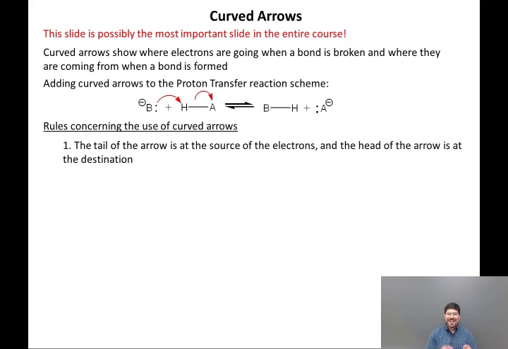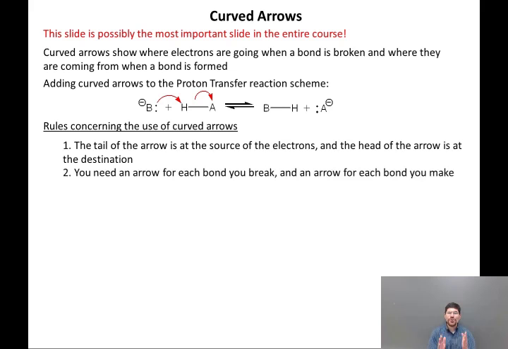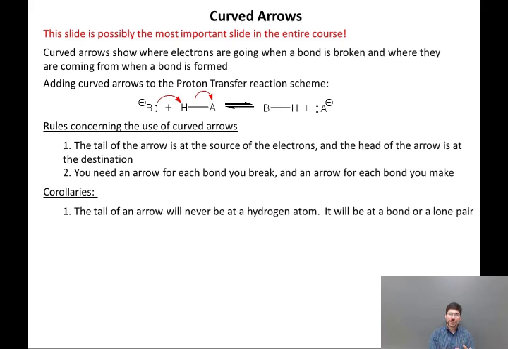Number one, the tail of the arrow is at the source of the electrons, and the head of the arrow is at their destination. Rule 2, you need an arrow for each bond you break and an arrow for each bond you make. Okay, those are the rules. Now there are some corollaries or practical applications, if you prefer, of those rules.